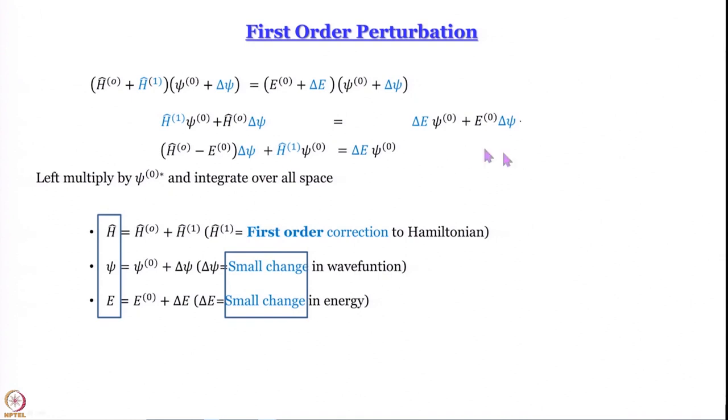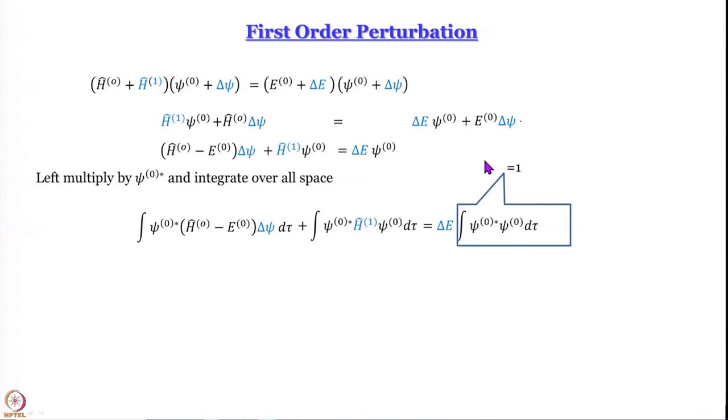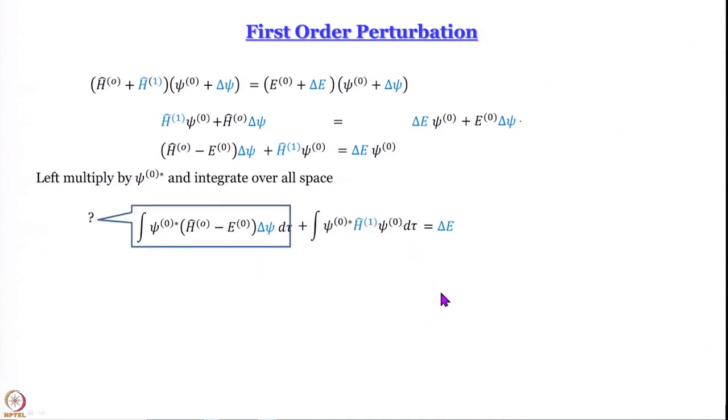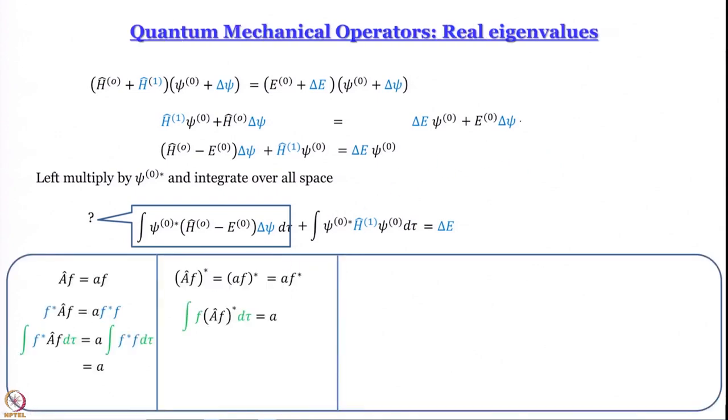To do that, first of all we left multiply by psi 0th star and integrate over all space. This is the expression we get. On the right hand side, we get delta E multiplied by the integral of the zeroth order wave function, unperturbed wave function and its complex conjugate. This integral of course is equal to 1. So, right hand side gets cleaned up, we get only delta E. And the left hand side, we are now trying to find out what this expression would be.